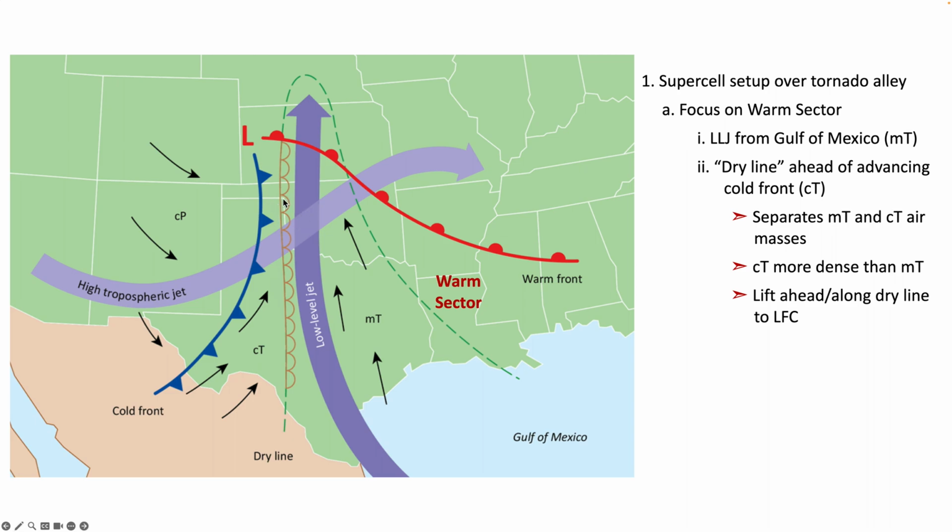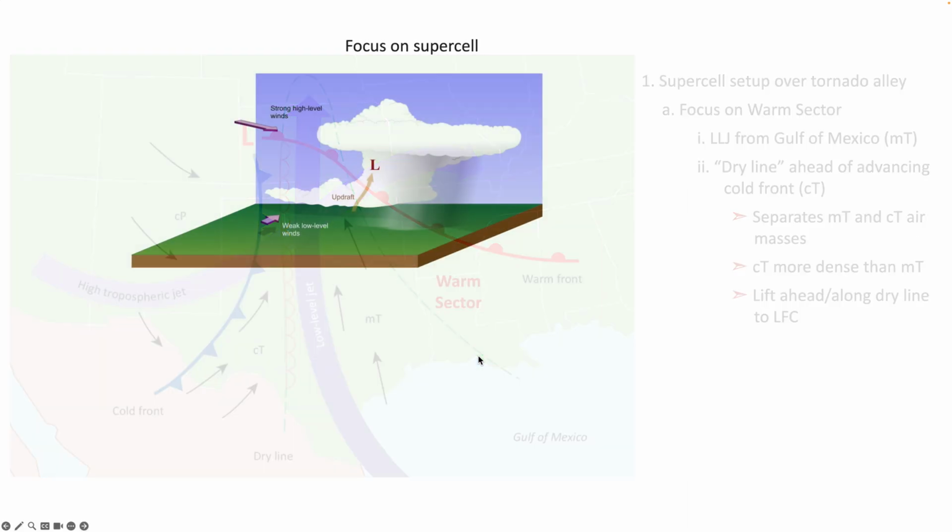And so what we'll typically see is a quasi-linear organization. We'll have the supercell here, maybe another one here, another one here. So you can connect the dots of the supercells and get a line, but the supercells will not be in a solid line along the dry line.